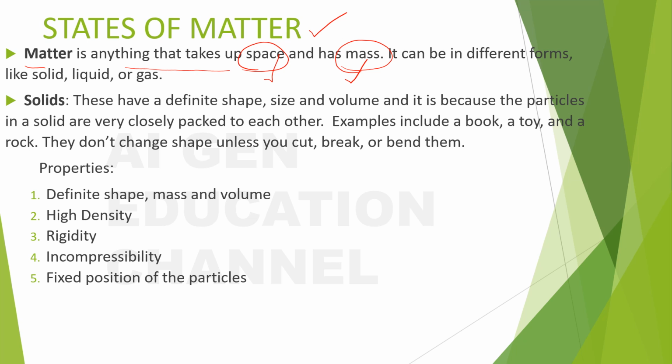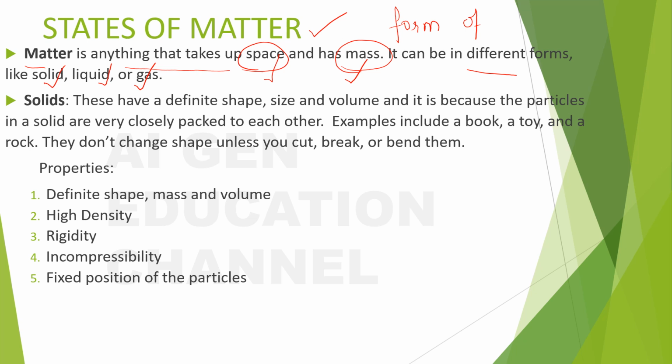So any type of matter, any form of matter you take, will surely have some mass, and it will occupy some space. It can be in different forms like solid, liquid or gas. So what is all this classification about?